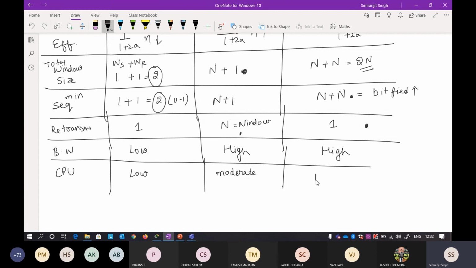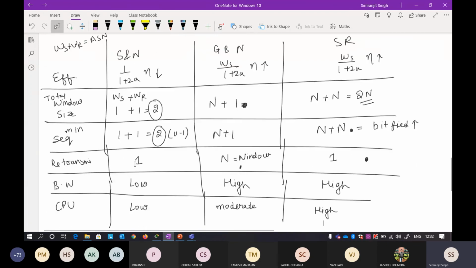Okay, but here the CPU is used to its highest. Highest utilization, because you have to go through a sorting algorithm and a searching algorithm. That is why the CPU usage in the case of SR is very, very high. So you need a good CPU. Okay. So with this, I think your flow control mechanism got completed here.